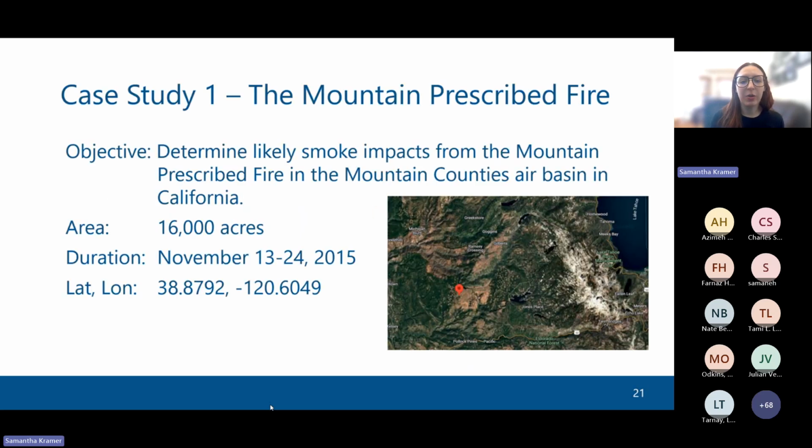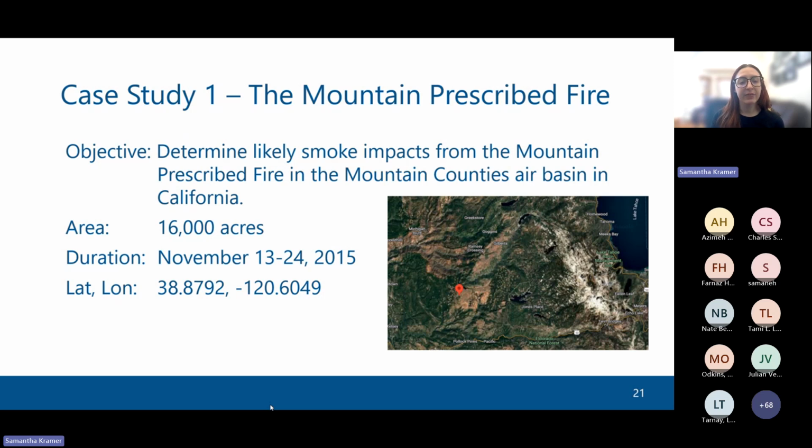All right, so our first case is the mountain prescribed fire, as we're calling it. This was an actual prescribed fire that was 16,000 acres that occurred in 2015. I have this location on the map. You can see it has a lot of variable topography and was a significant fire at 16,000 acres, right? And this is in Northern California, close to Lake Tahoe.